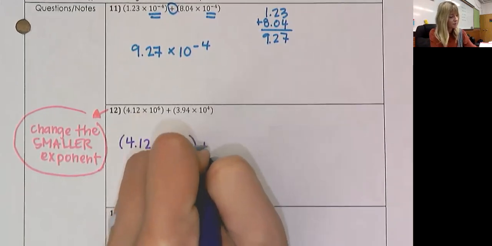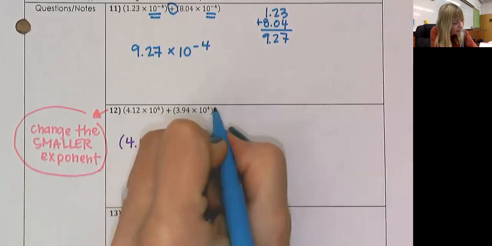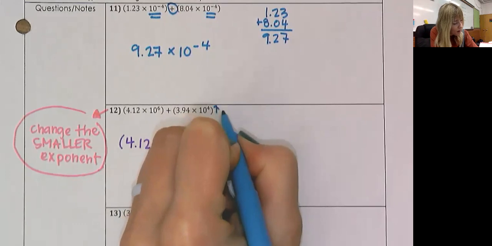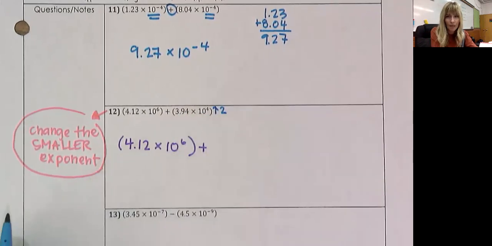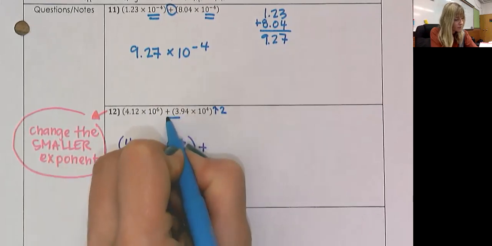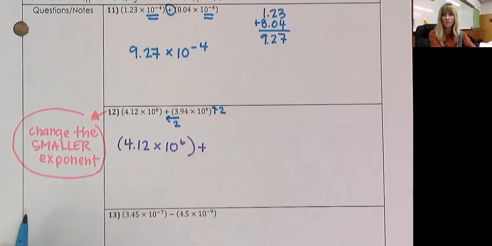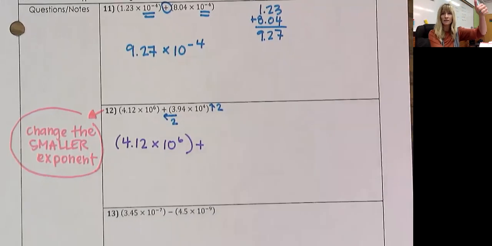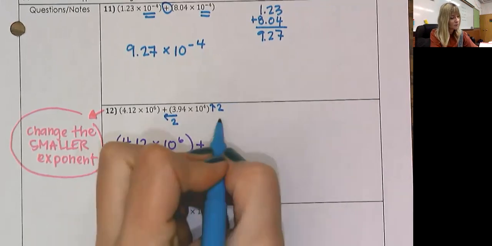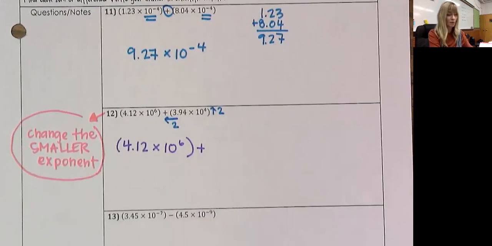And then I'm going to show myself here with my blue pen, I need the exponent to go up 2. It's a balancing act. If I need the exponent to go up 2, then I need the decimal to go left 2, because left is smaller. If one goes up, the other goes down, okay? So if I need the exponent to go up 2, then I need the decimal to go left 2. So I'm going to do that.